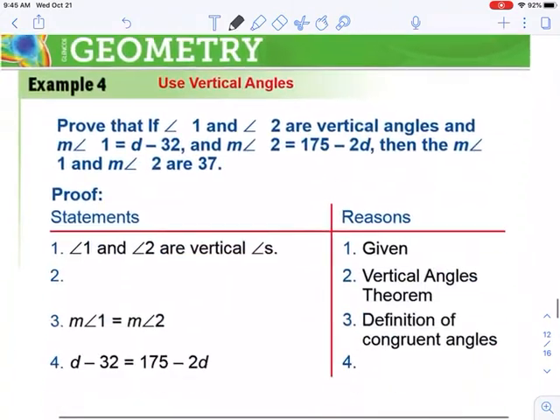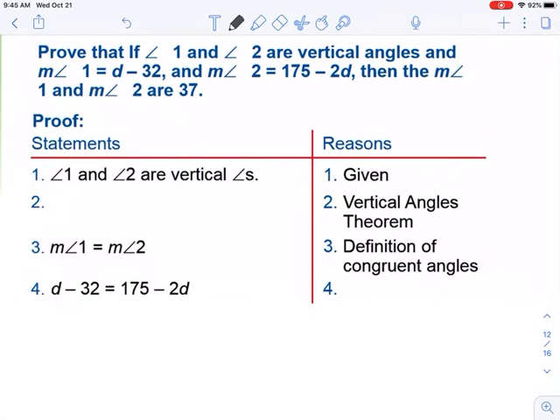Vertical angles are congruent. Prove that if angle 1 and angle 2 are vertical angles, okay, the vertical angles means they're congruent. And we have some information about each of them. Then we're going to prove that, well, they're both 37. All right, so angle 1 and angle 2 are verticals. That's all we have, vertical angles. The vertical angles theorem says vertical angles are congruent. Therefore, angle 1 is congruent to angle 2. If you're given information, use it. We're given vertical angles. That means they're congruent.